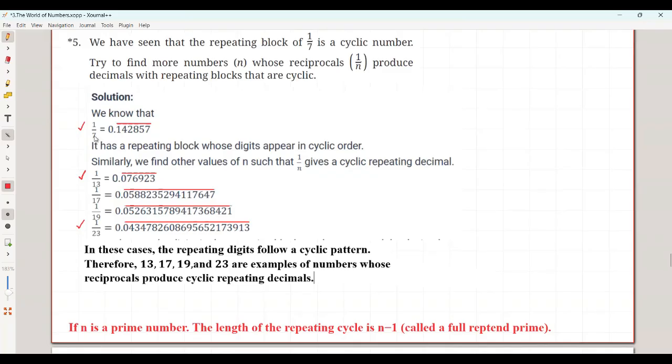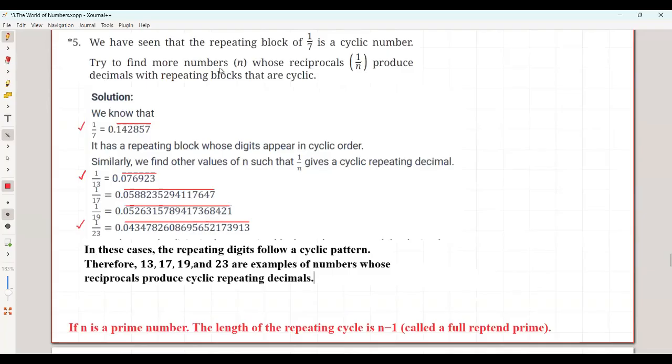7 means 7 minus 1, which is 6. After 6 digits we get the repeating block. For 1 by 17, 17 minus 1 is 16, so after 16 digits we get a repeating block. For 1 by 23, 23 minus 1 is 22, so after 22 digits we get a repeating block. This is an important note, so you can make a note of it.